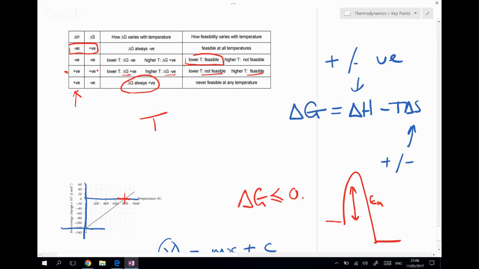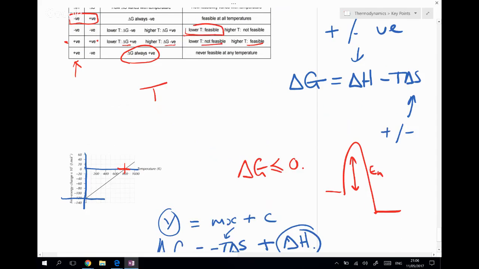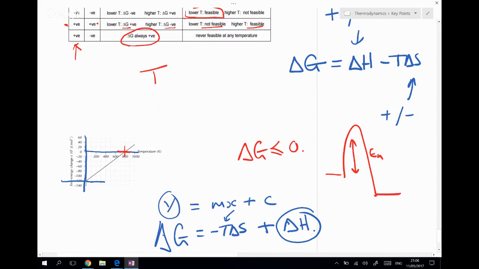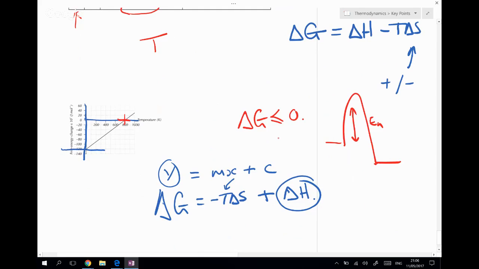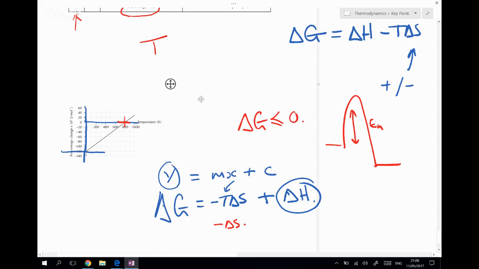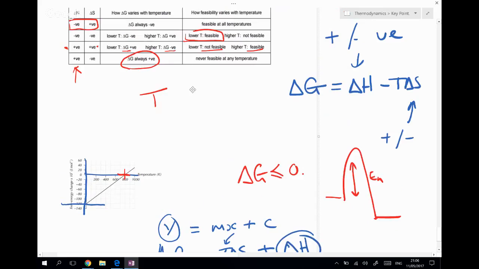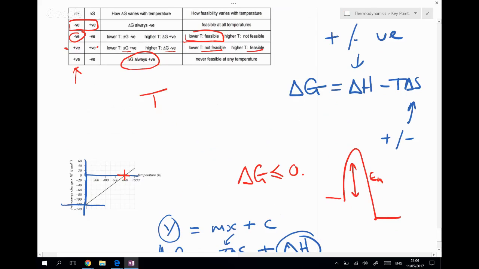We've got a negative delta S. Well, that makes sense because we've got a positive gradient, but our gradient here is negative delta S because we're plotting temperature on its own. And we've also got here, we can see a negative enthalpy change because we cross the y-axis at the negative.